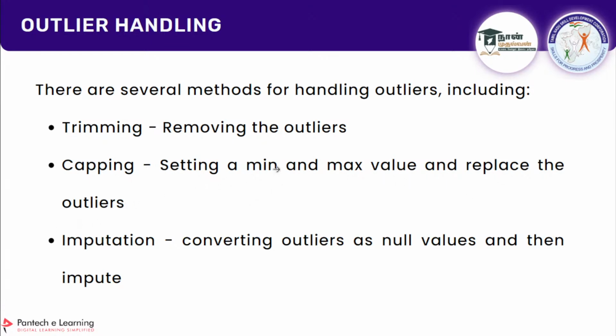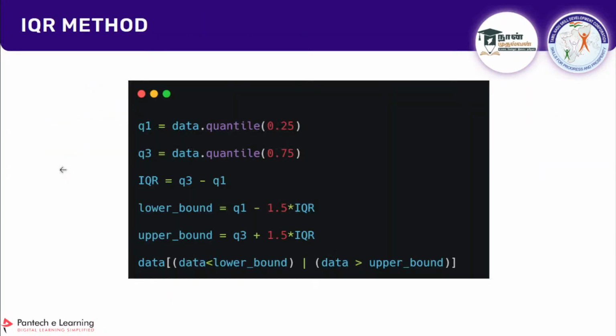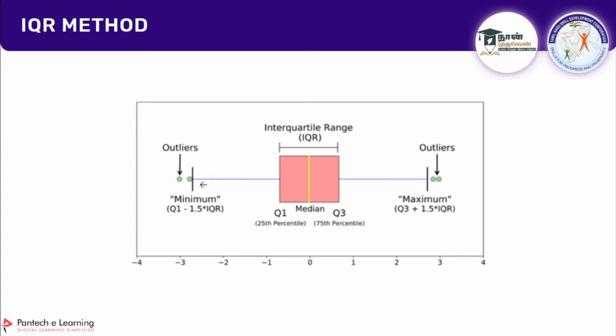For example, I have a lower bound and an upper bound value. See here in this image, I'll show you. Imagine this is the lower value and this is the upper value. If a value is lower than this, it is an outlier. If it is higher than this, it is an outlier. I'll check each value. If it is inside this range, I'm going to leave it.